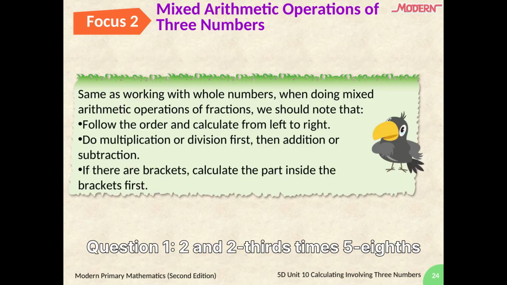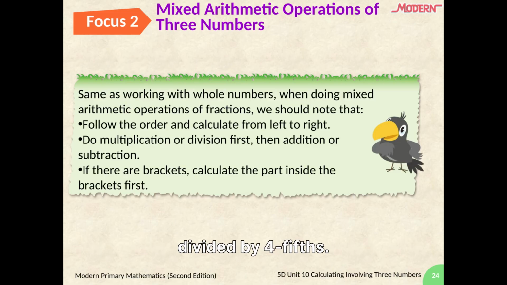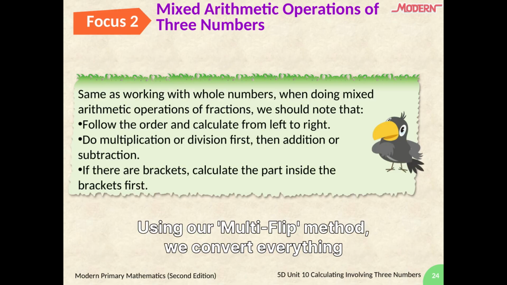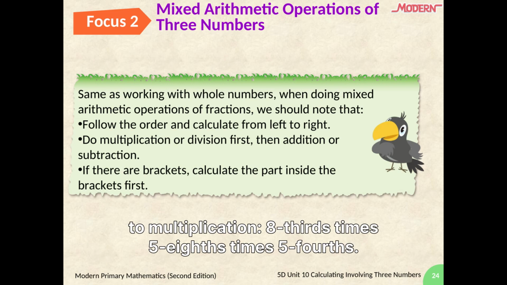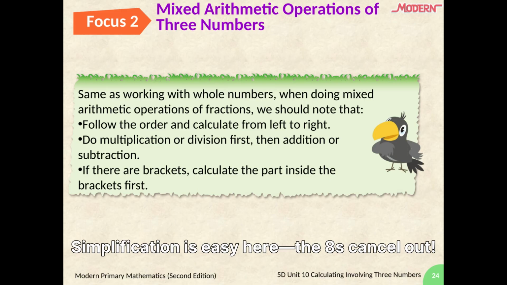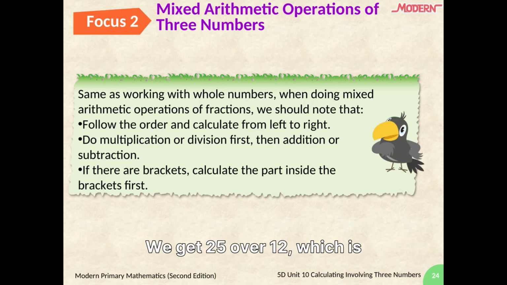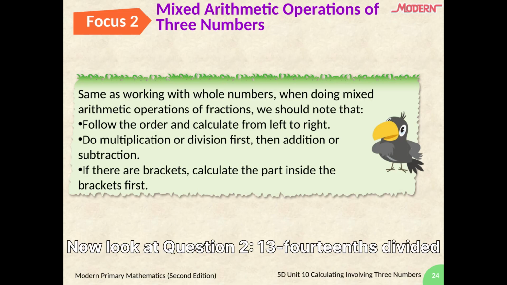Question 1. 2 and 2/3 times 5/8 divided by 4/5. Using our multi-flip method, we convert everything to multiplication. 8/3 times 5/8 times 5/4. Simplification is easy here. The 8s cancel out. We get 25 over 12, which is 2 and 1/12. Now look at question 2.